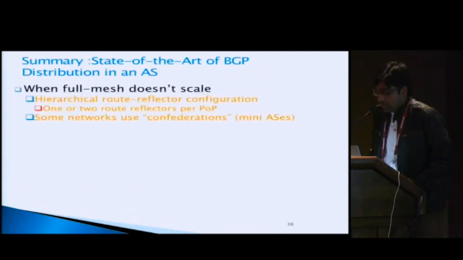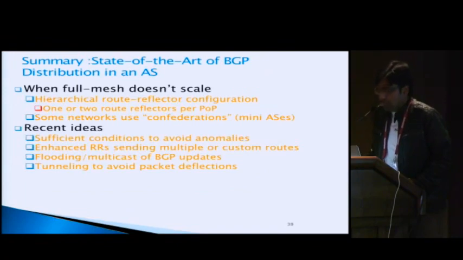So in summary, when your full mesh doesn't scale, you need to deploy route reflectors. Again, it depends on how you want to plan. You can have pairs of route reflectors per POP, you can have regional route reflectors, and then you can have route reflectors at the core. These are the recent ideas we discussed that are available, and certain ideas are actually getting prioritized as well.